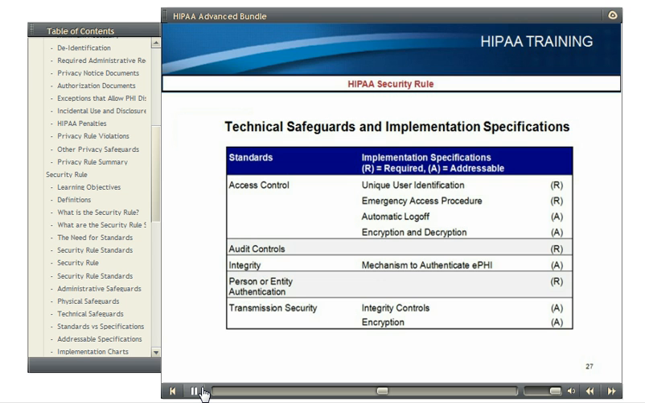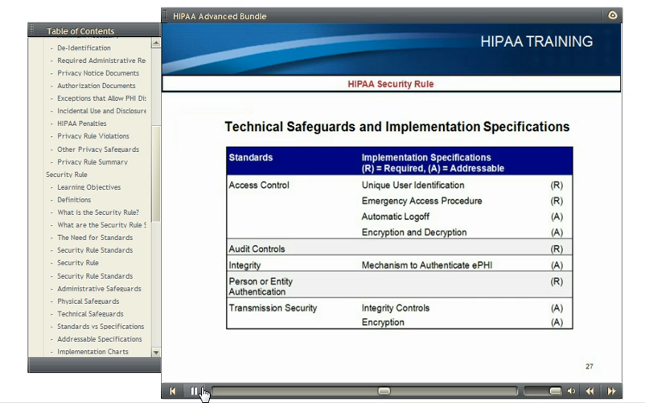Access control. Unique user identification. Required. Emergency access procedure. Required. Automatic log-off. Addressable. Encryption and decryption. Addressable. Audit controls. Required. Integrity. Mechanism to authenticate ePHI. Addressable.